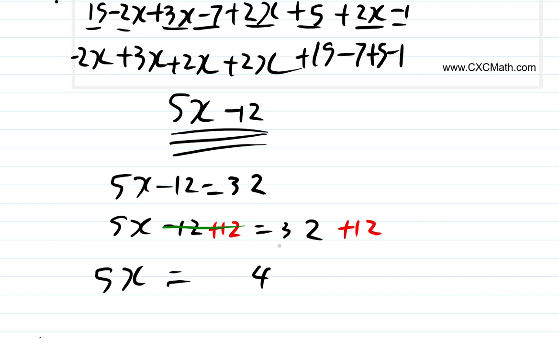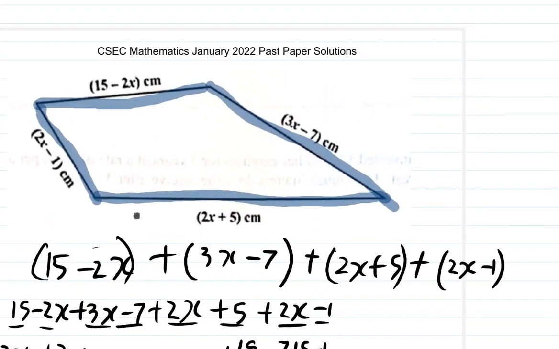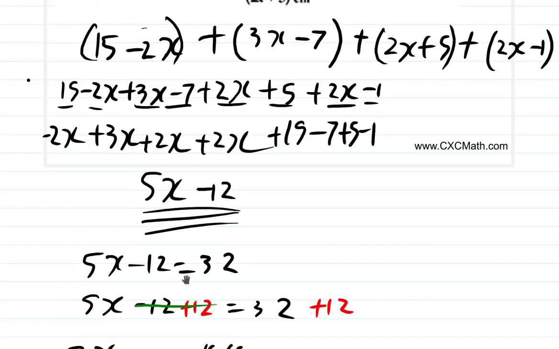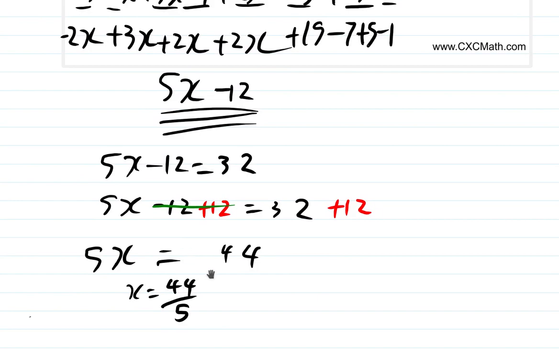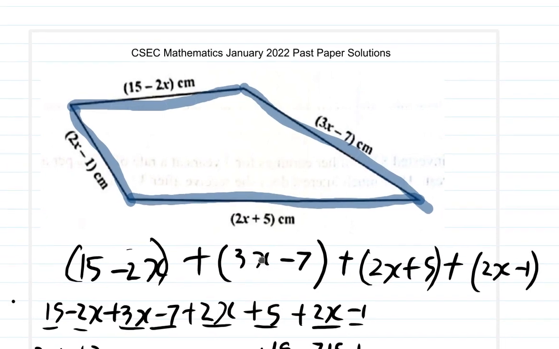2 and 4 is 6, 3 and 1 is 4, 44. So x would be 44 over 5. Why did it turn out like that? It would have been nice if it came out as a clean number, but let's just review and see if we made any mistake here.